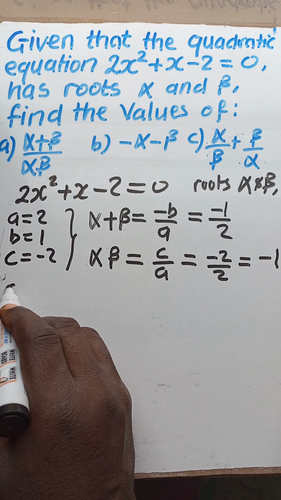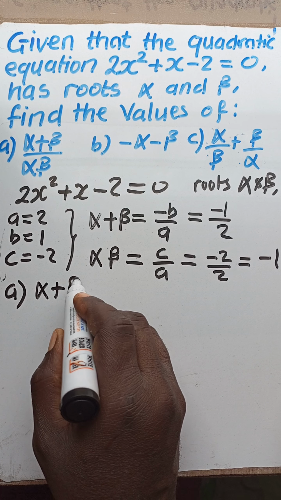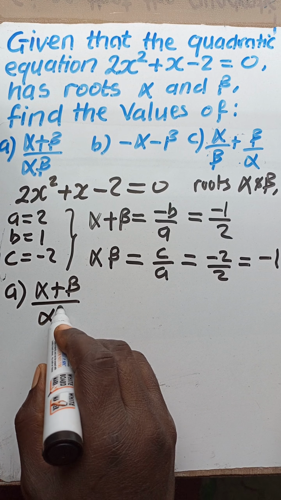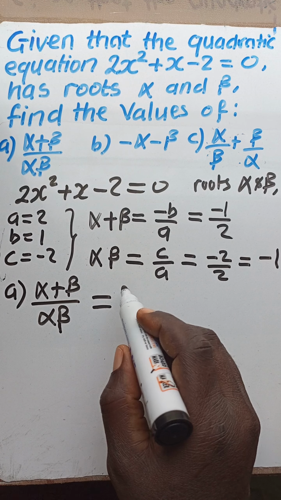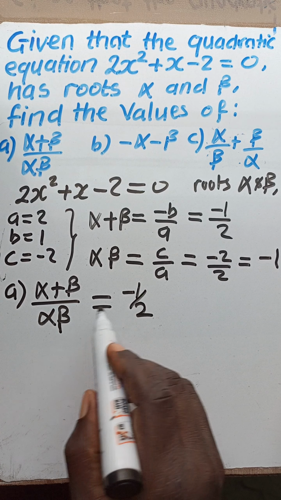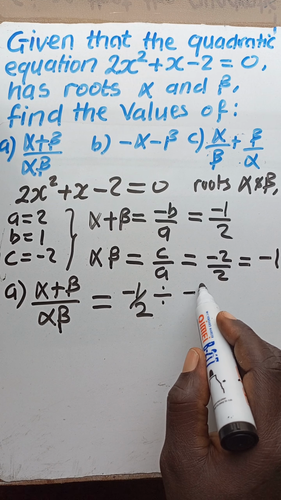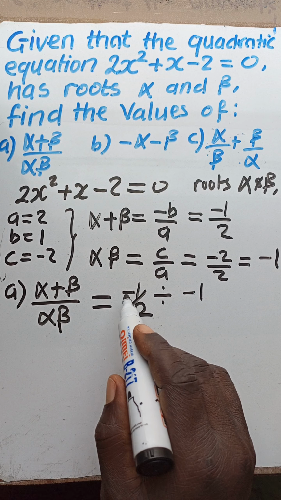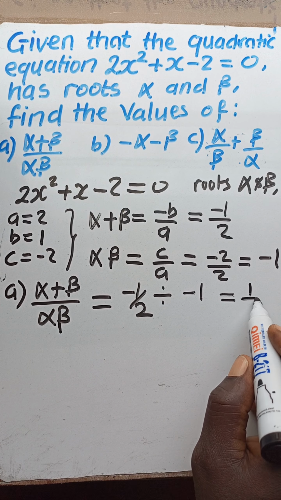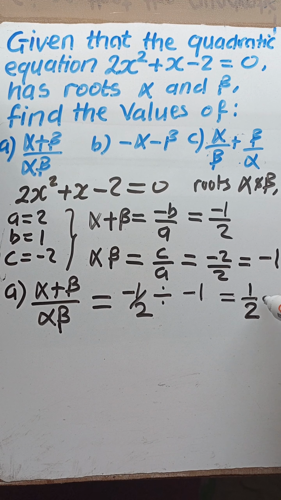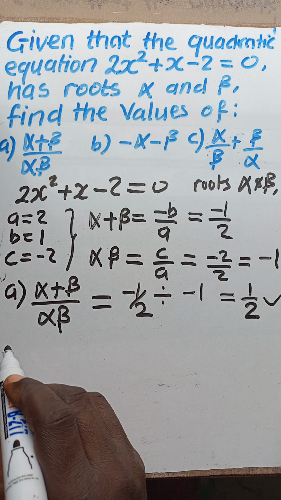Now, if we take the first exercise, we are asked to evaluate (alpha + beta) / (alpha beta). If we look at it, the numerator is just the sum. So we'll put -1/2 divided by the denominator, which is just the product, which is -1. Okay, so -1/2 divided by -1, the negative just cancels and our answer is 1/2. So this is the solution for (alpha + beta) / (alpha beta).